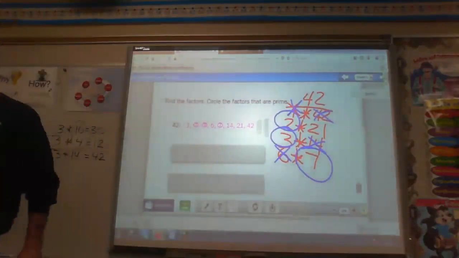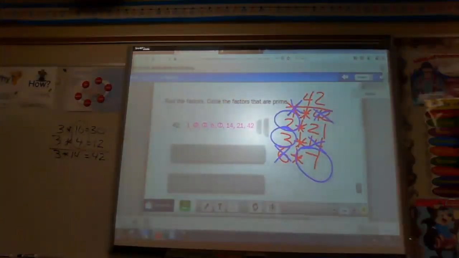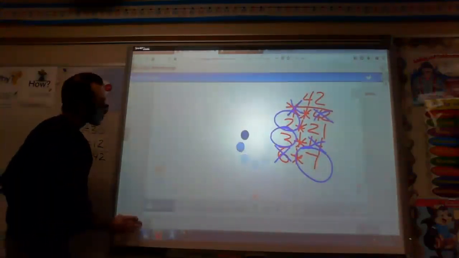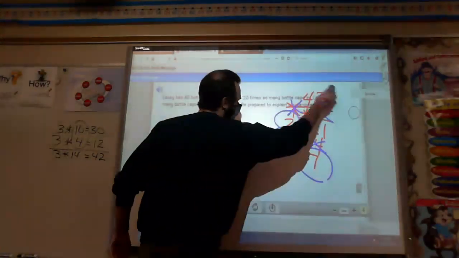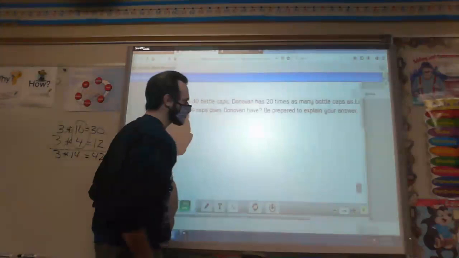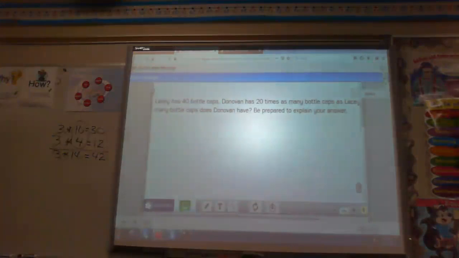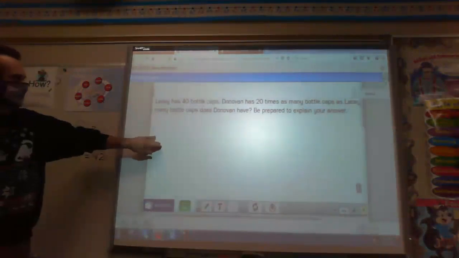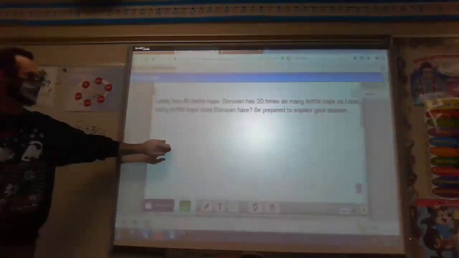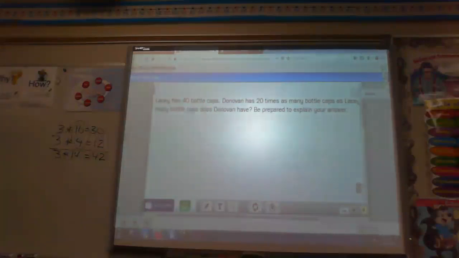Okay, we're still in our math notebooks right now. And here's your math message. It says, Lacey has 40 bottle caps. Donovan has 20 times as many bottle caps as Lacey. How many bottle caps does Donovan have? Be prepared to explain your answer. So you're figuring out this multiplicative comparison problem. Lacey has 40. Donovan has 20 times that much. How many does Donovan have? Go ahead.